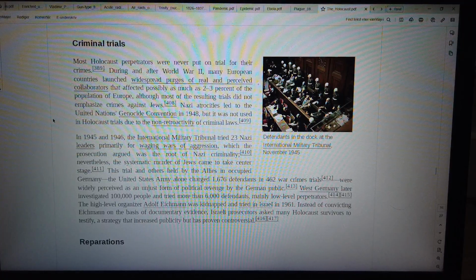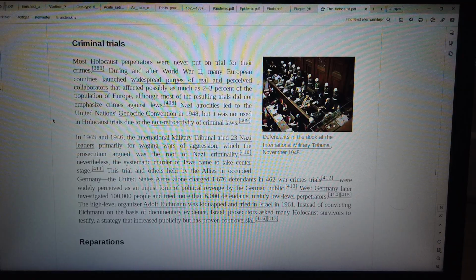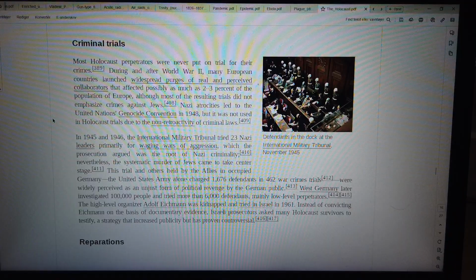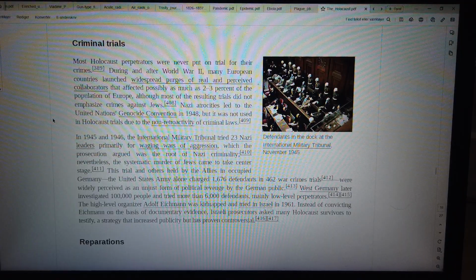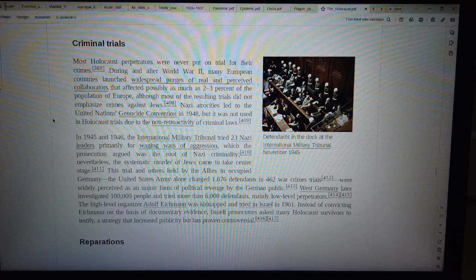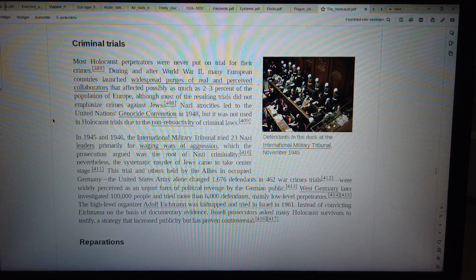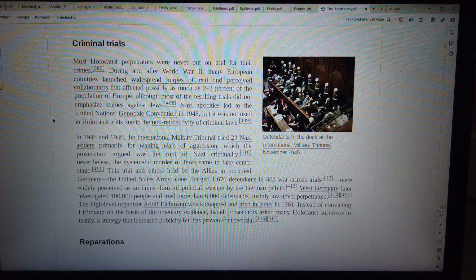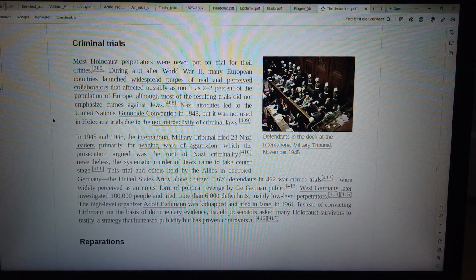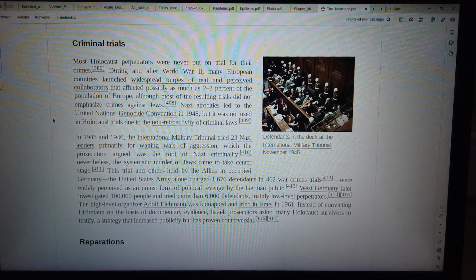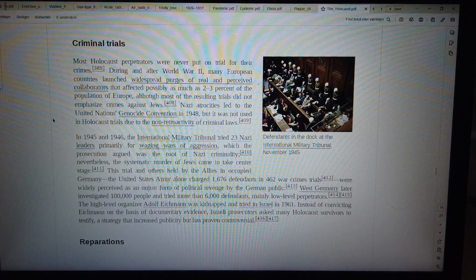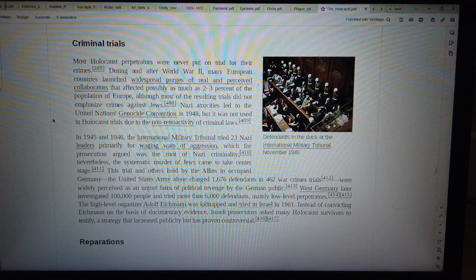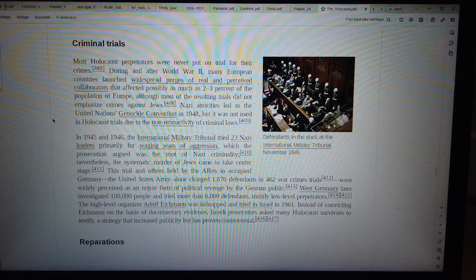In 1945 and 1946, the International Military Tribunal tried 23 Nazi leaders primarily for waging wars of aggression, which the prosecution argued was the root of Nazi criminality. Nevertheless, the systematic murder of Jews came to take center stage. In this trial and others held by the Allies in occupied Germany, the United States Army alone charged 1,676 defendants in 462 war crimes trials. These were widely perceived as an unjust form of political revenge by the German public.